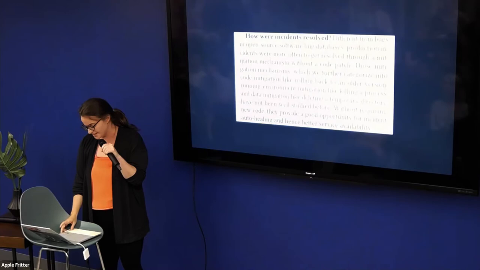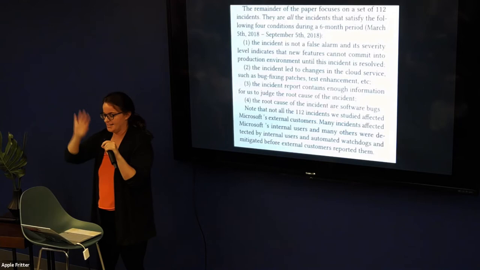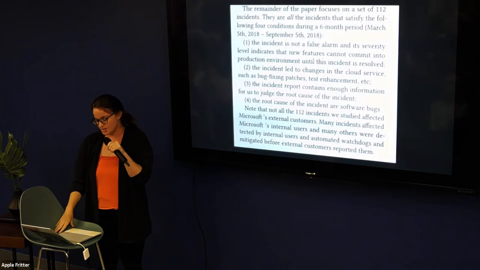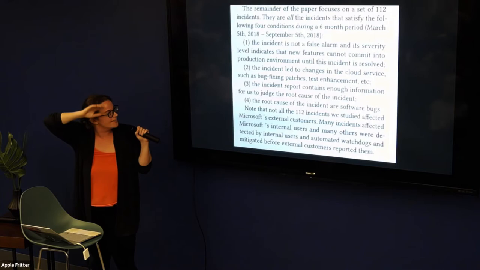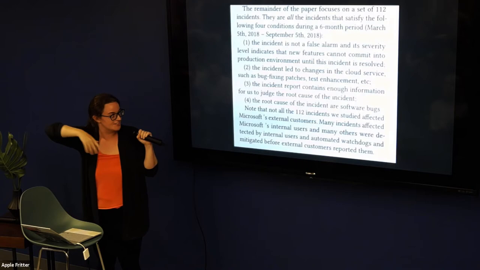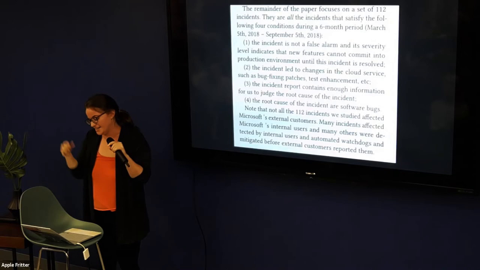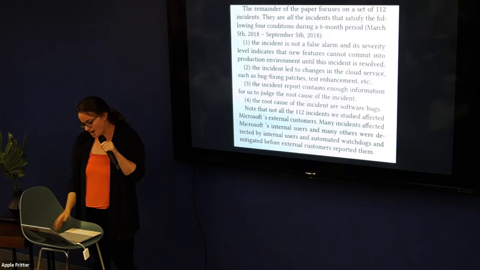So what they actually focused on was a set of 112 different incidents over a 6 month period in 2018, which is probably why the whole lightning thing in South America was not in here, because that was after this. What they looked at was: the incident was not a false alarm. The incident led to changes in the cloud service, like bug fixing patches and test enhancements, so they actually did stuff to prevent this in the future. The incident report contains enough information for us to judge the root cause. And the root cause of the incident is an actual software bug. And not all of these incidents actually affected their customers.